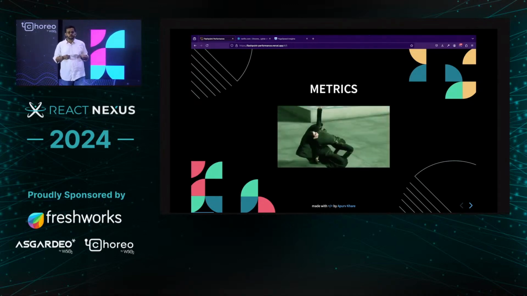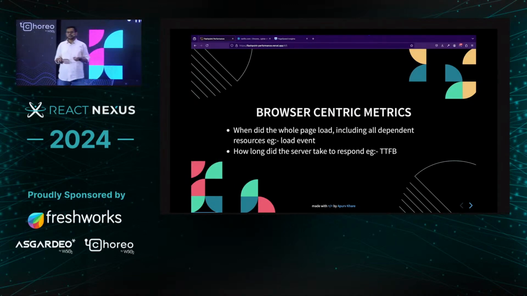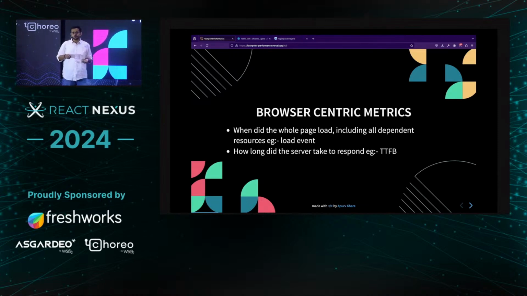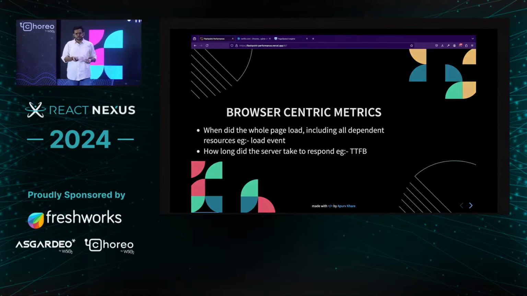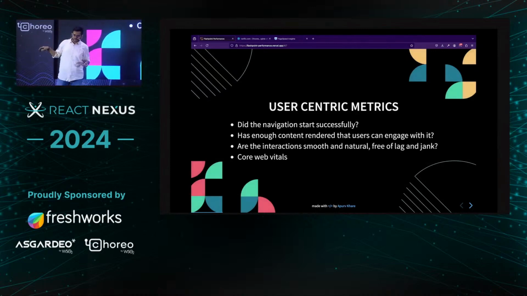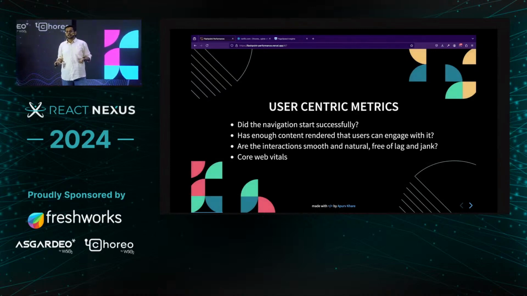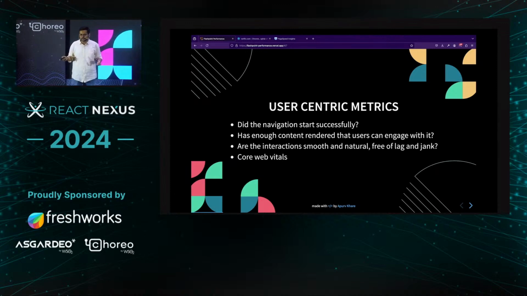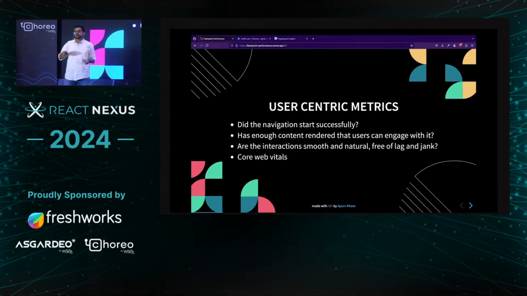The first one is browser-centric metrics. Basically, this tells you the state of your website in the browser. So when did the page load? How long did the server take to respond? We'll be talking about those metrics. The next one is user-centric metrics. This gives information like, did the navigation start successfully? Has enough content rendered so the user can interact? And we'll be talking about the famous core web vitals in this.